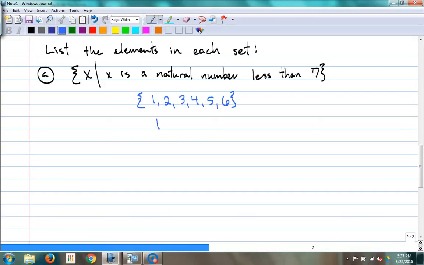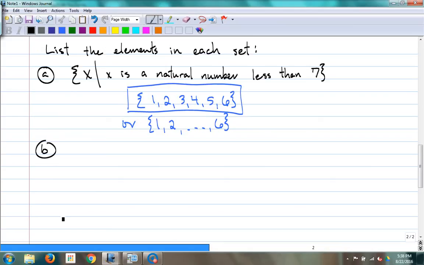I would even accept 1, 2, ... 6. Most of us are going to do that since it's a pretty small set. But understand that means the same thing there. Okay? So we listed the elements in that set. Good job. Let's do another one.